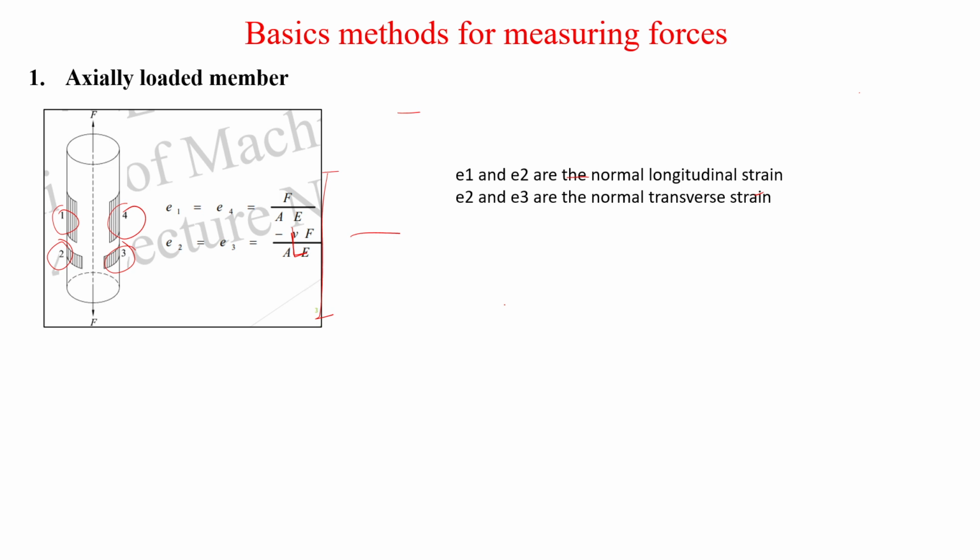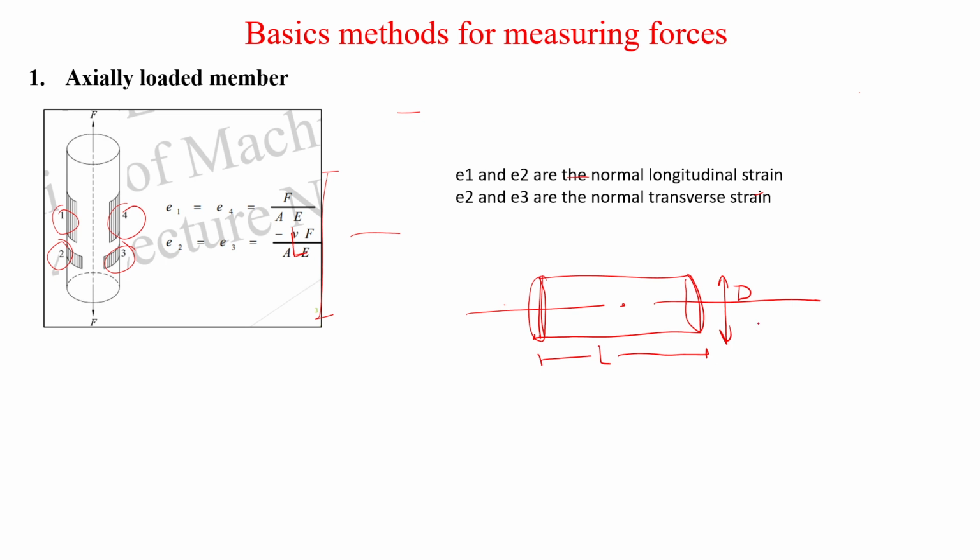For example, we have a material whose length is L. We have a rectangle or anything, cylinder, rectangle, anything. Consider it as a cylinder. Length is L and diameter is D, and we are pulling it in this X direction. This is clear, right?